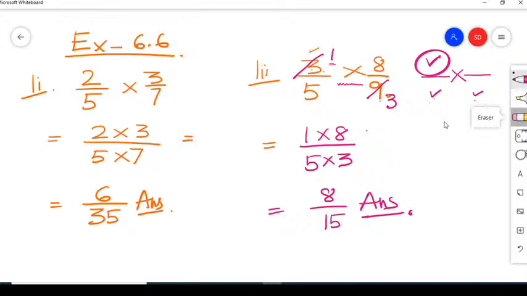Let's do question number 2, subpart 2: 4 by 7 into 280. You see here, this is 280 and no denominator. That means the denominator is 1. Now you see 280 is a multiple of 7. Why? Because 7 fours are 28, so 7 tens are 70, 7 forties are 280. Right?